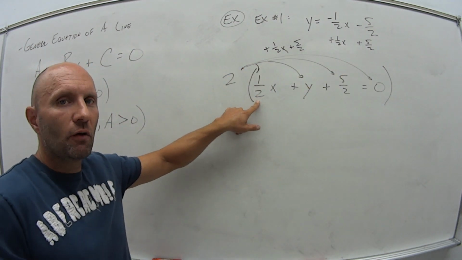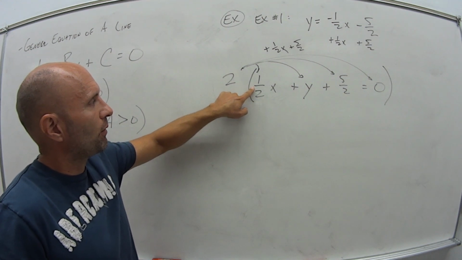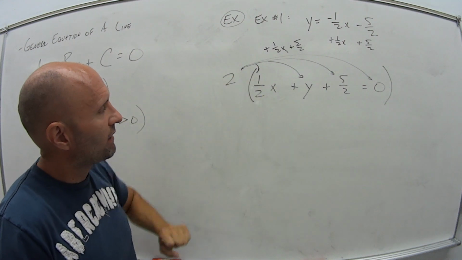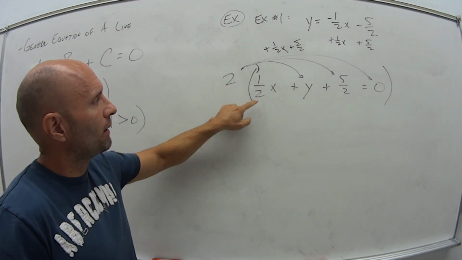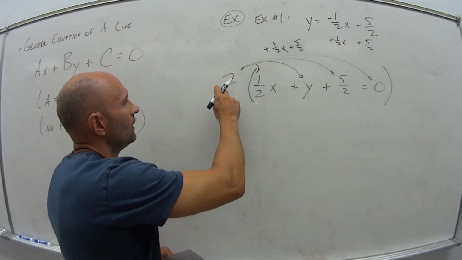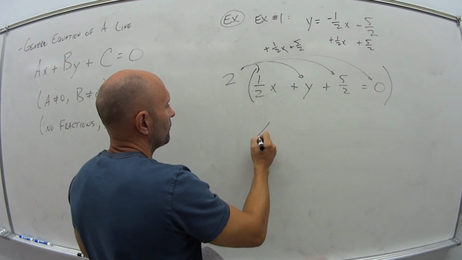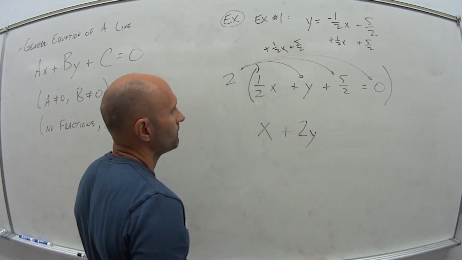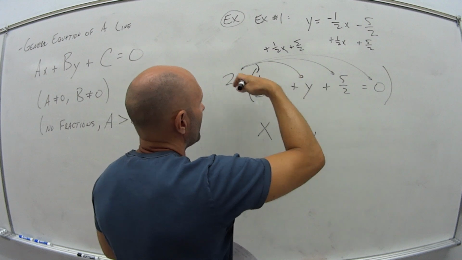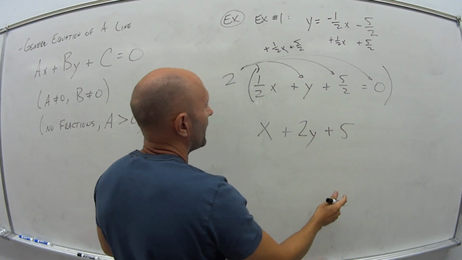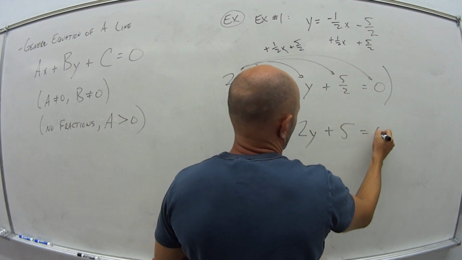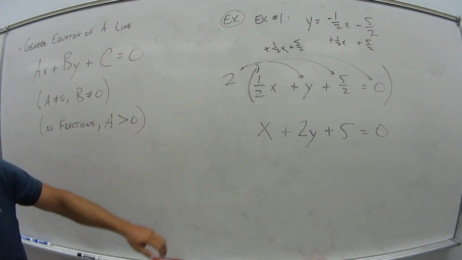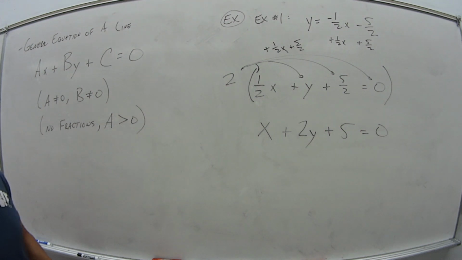My value in front of x is already positive. If this said -1/2, what would I have to multiply by? A -2, so that negative times negative made my value for a positive. But I don't have to worry about that here because it is already positive. So 2 times 1/2 is 1, so I get x. 2 times y, so plus 2y. 2 times 5/2, the 2's cancel, give me plus 5. And 2 times 0 is still 0. So that equation in general form would be x plus 2y plus 5 equals 0.